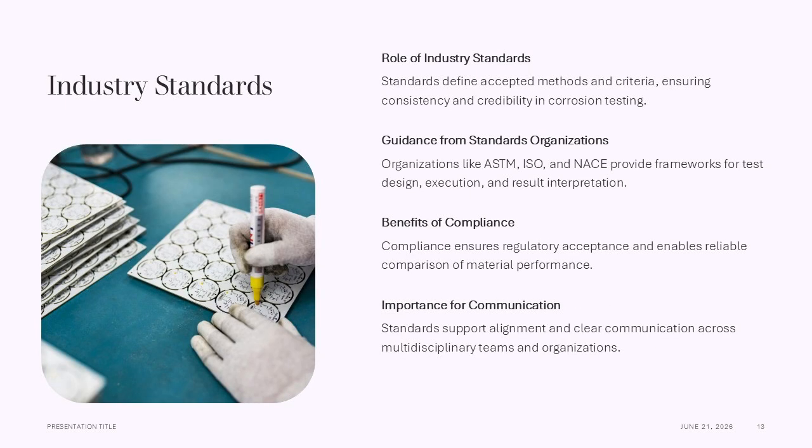Industry standards play a crucial role in corrosion testing by defining accepted methods, procedures, and acceptance criteria. Standards organizations such as ASTM, ISO, and NACE provide guidance on test design, execution, and result interpretation. Compliance with standards ensures consistency, credibility, and regulatory acceptance of test data. Engineers rely on standardized tests to compare materials and demonstrate performance to stakeholders. Understanding applicable standards is essential for designing valid test programs and avoiding misinterpretation of results. Standards also support communication and alignment across multidisciplinary teams and organizations.